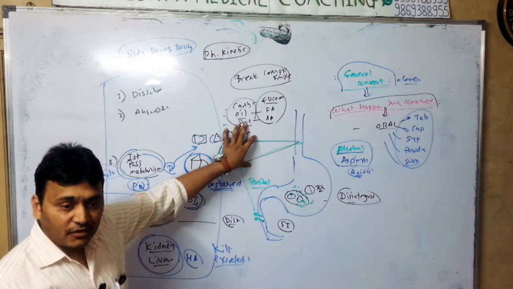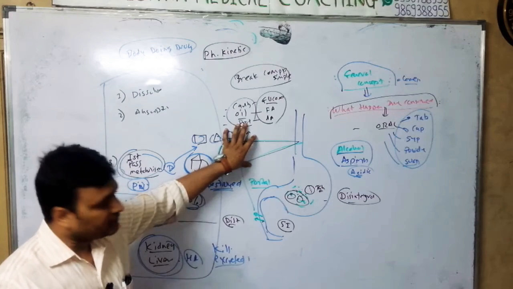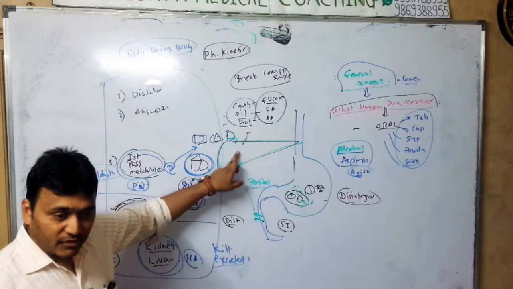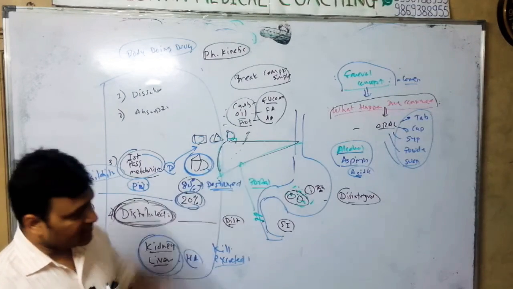Because all oral drugs will do what? Nausea, vomiting, loss of appetite. If you're consuming 3-4 drugs for many years, liver can fail because of a lot of oral drugs. That is the disadvantage of the oral route.